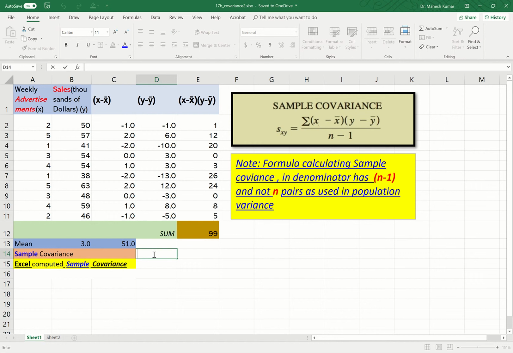So sample covariance according to our calculation is going to be this number in cell E12, which is 99, divided by 9. 9 because 10 minus 1 according to the formula. And let us click enter here, and we got 11 as the sample covariance. So for this set of two variables, sample covariance is computed at 11 according to our calculation.